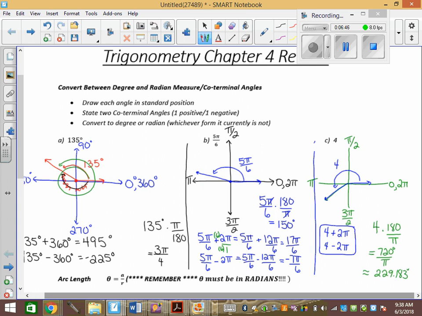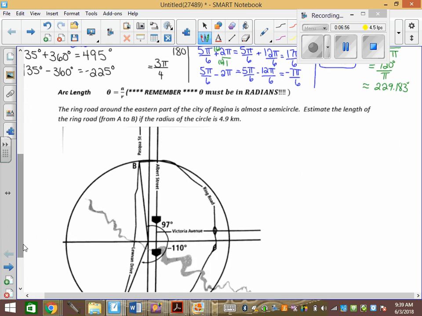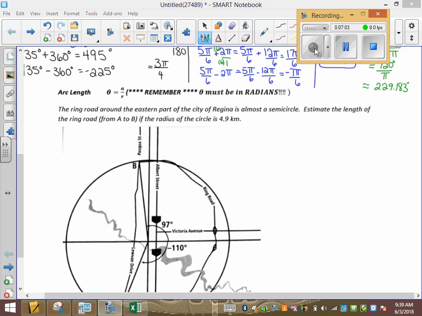So it's about 49 past 180. So it's just a little bit further. Okay, then we have arc length. So theta equals A over R. That formula is given to you at the very top right-hand side, so you do not need to memorize it.